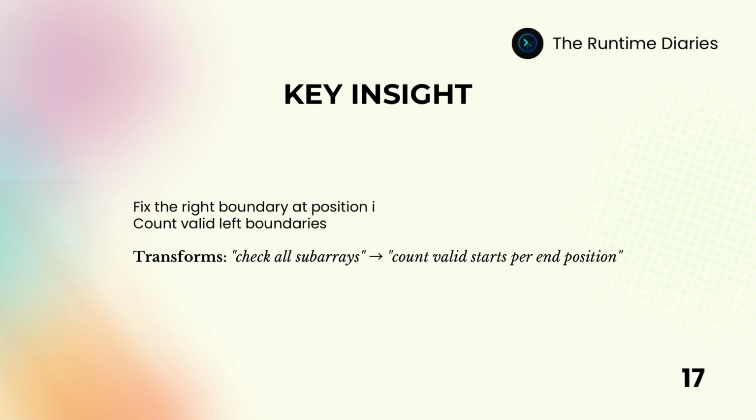Here's the breakthrough idea. If we fix the right boundary at index i, we don't need to try every possible left boundary. We simply count how many left boundaries are valid. This transforms the problem from generate all subarrays to count valid starting positions for each ending position. This is a classic sliding window pattern. We're not actually sliding a window of fixed size. Instead, we're counting how many valid windows end at each position. It's a subtle but powerful shift in perspective.